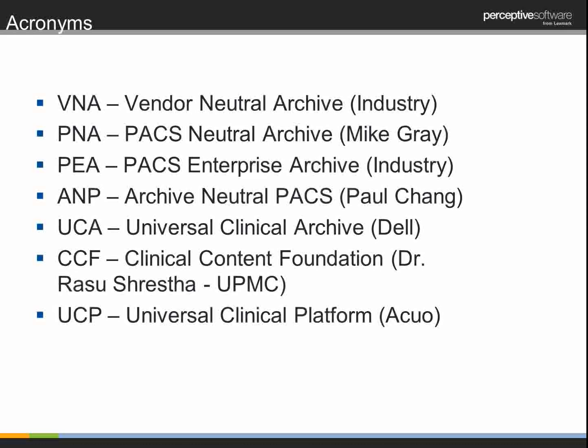PACS Enterprise Archiving is another industry term that often refers to a PACS vendor-provided enterprise archive for all imaging content. So think about this as a traditional PACS vendor providing an archive solution, possibly bid as a VNA, for archiving medical imaging across multiple hospitals or maybe multiple independent PACS systems. Archive-neutral PACS, a term introduced by Dr. Paul Chang from the University of Chicago Medical Center, refers to PACS systems that are architected in a way that their archive can be removed from underneath them, i.e. they work well with the VNA.